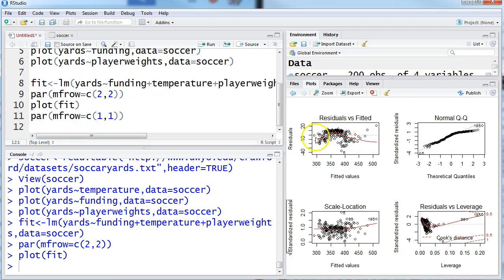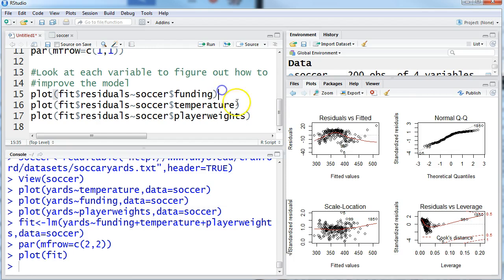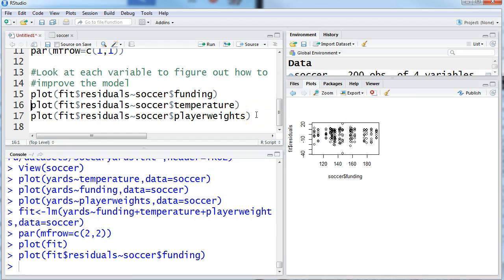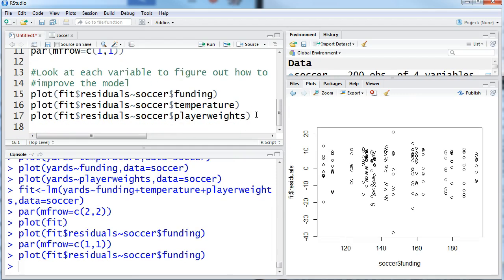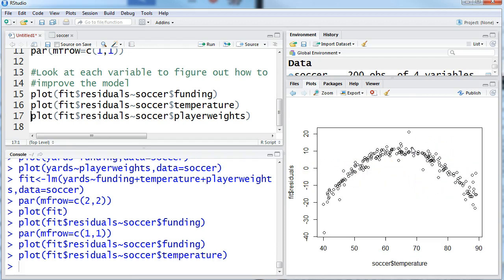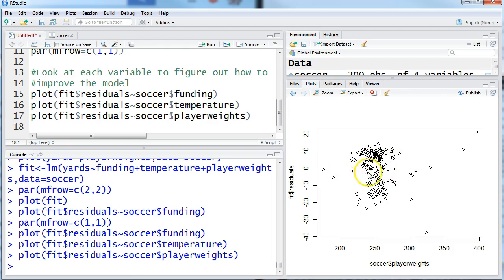So there's hints that there's something I can do to make this model better, but I have 3 different variables. So how do I figure out which one needs to be improved? Let's look at the residuals for each of them. Oh, I forgot to turn off my 2x2 for the par mfrow. When I look at funding, I do not see a whole lot of anything. No hints there. How about temperature? Wow! Yeah, now I can definitely see something. How about player weights? Yeah, boy, I'm not really seeing a clear pattern.